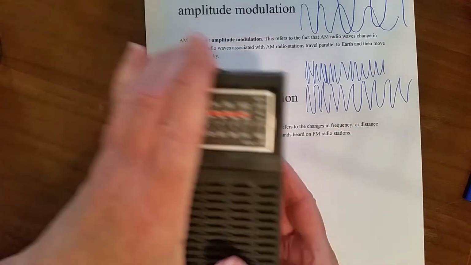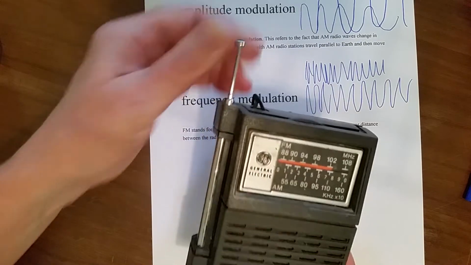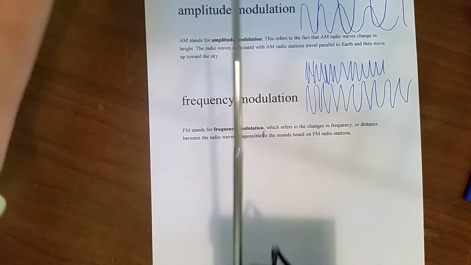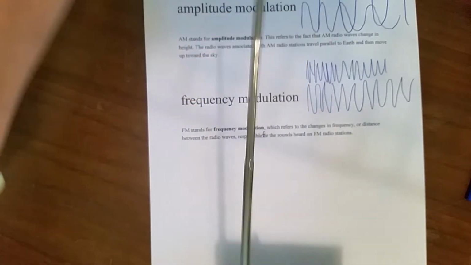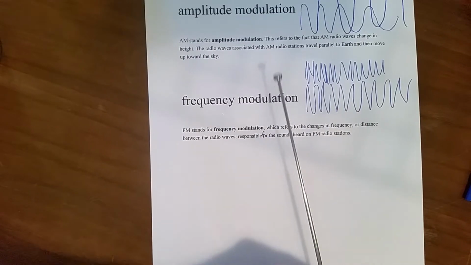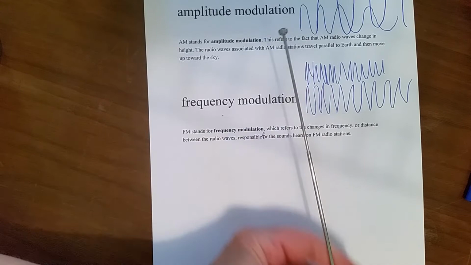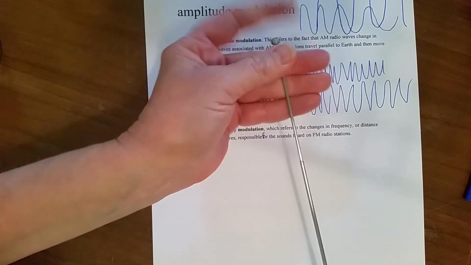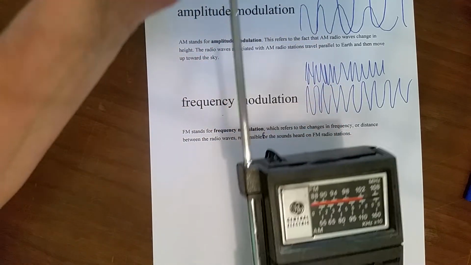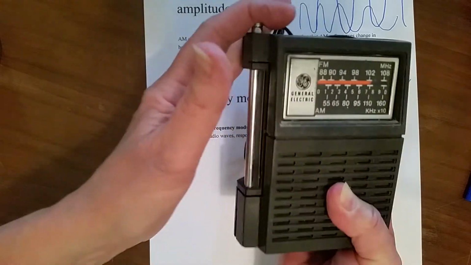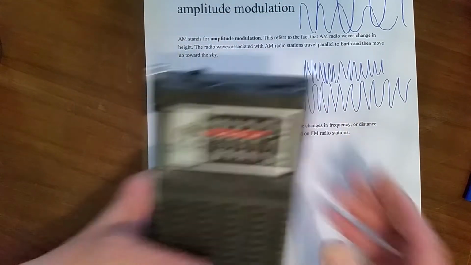And that's why we have antennas on these old things. The antenna gives you more height to pick up those radio waves that are traveling through the atmosphere, through the air. So that's why we have the antenna, to pick up those radio waves, whether you're in FM or AM.